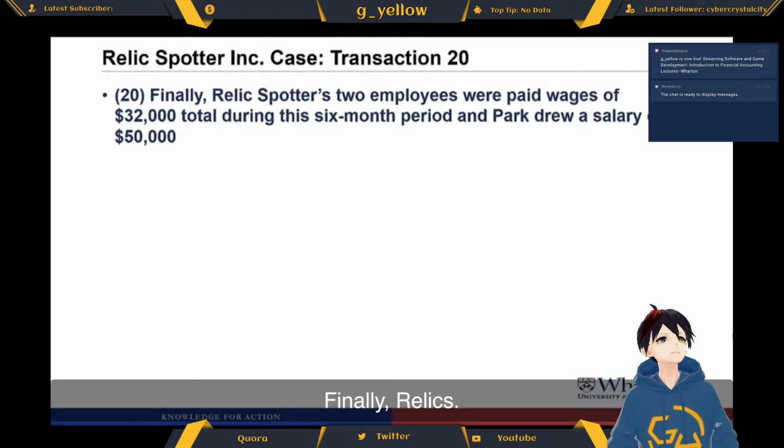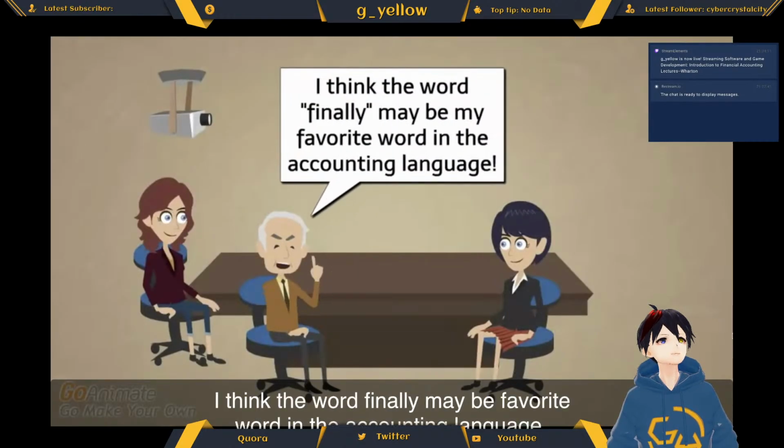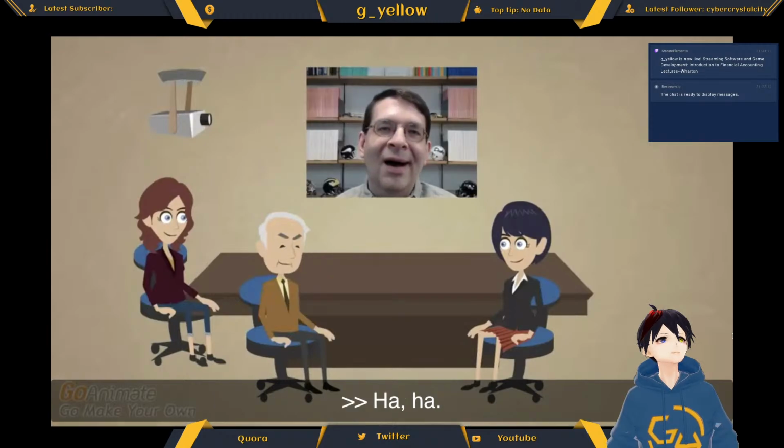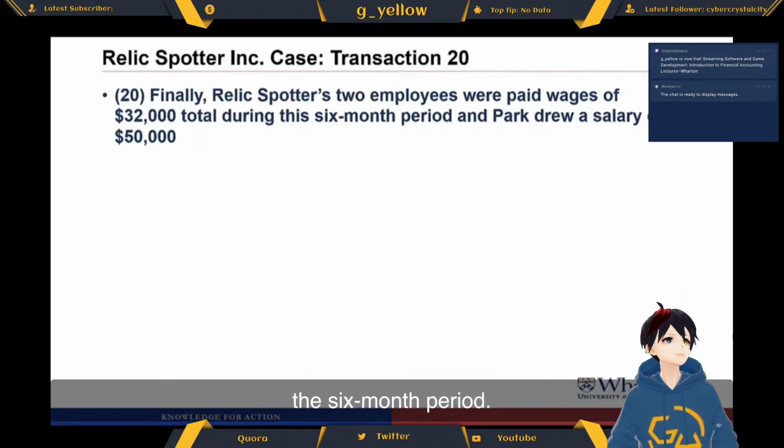Transaction 20. Finally. I think the word finally may be my favorite word in the accounting language. Ha ha. Let's try that again. Relic Spotter's 2 employees were paid wages of $32,000 total during the 6-month period and Park earned a salary of $50,000.